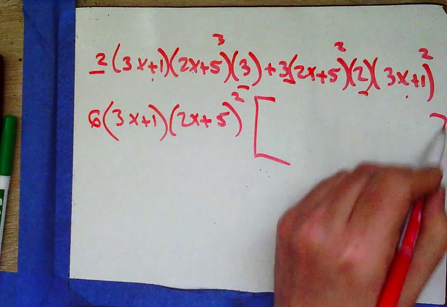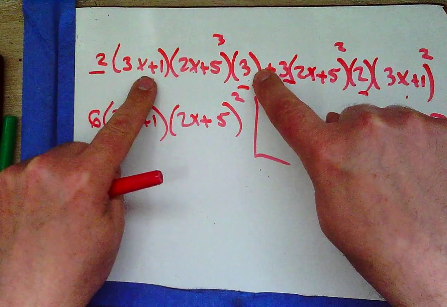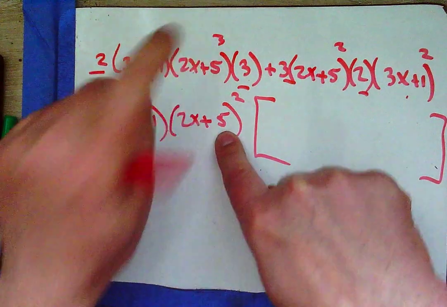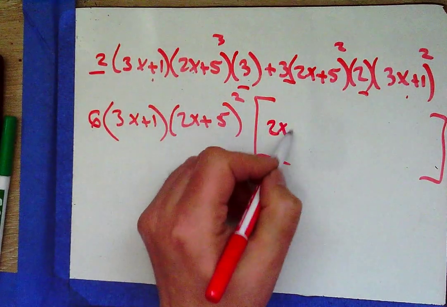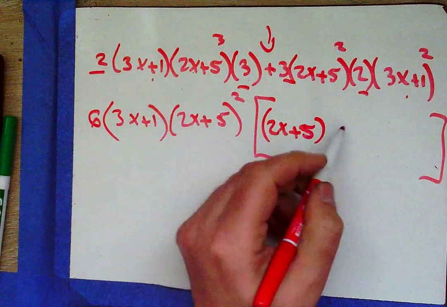And then I play the what's left over game. I took out the 2 and the 3. I took out the 3x plus 1. And I took out 2x plus 5 squared from 2x plus 5 to the third, which leaves me 2x plus 5. Now we have our plus sign.